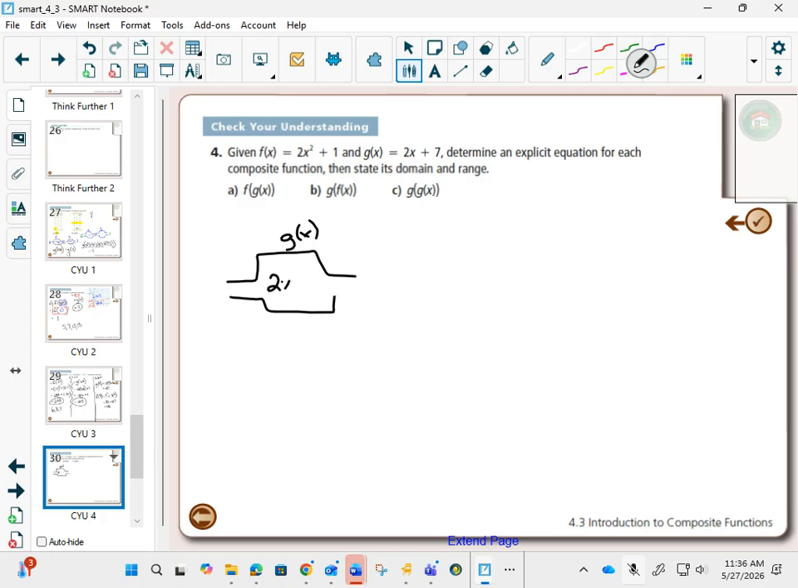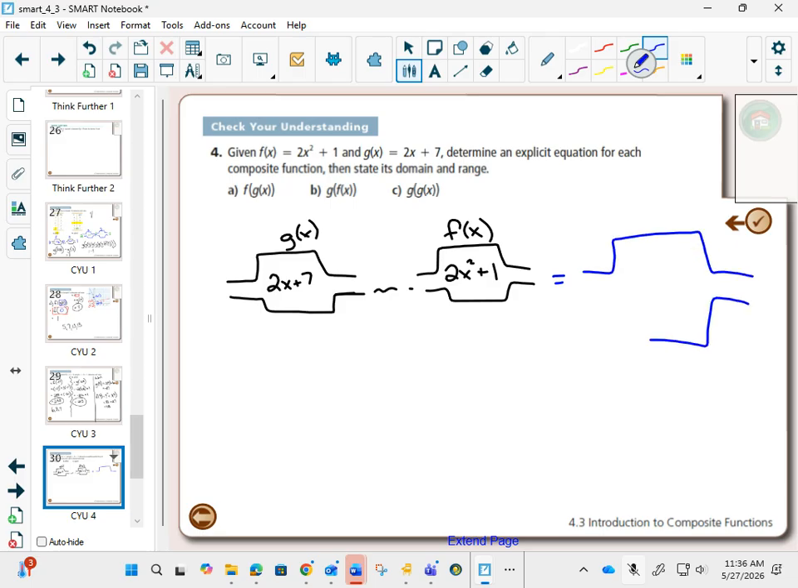Its formula is 2x plus 7. It goes on the conveyor belt. F of x happens second. And f of x, there's its formula, 2x squared plus 1. This is equal to some new big machine that does both of these at once. So when you have f of g of x, it's like doing both of those at once.